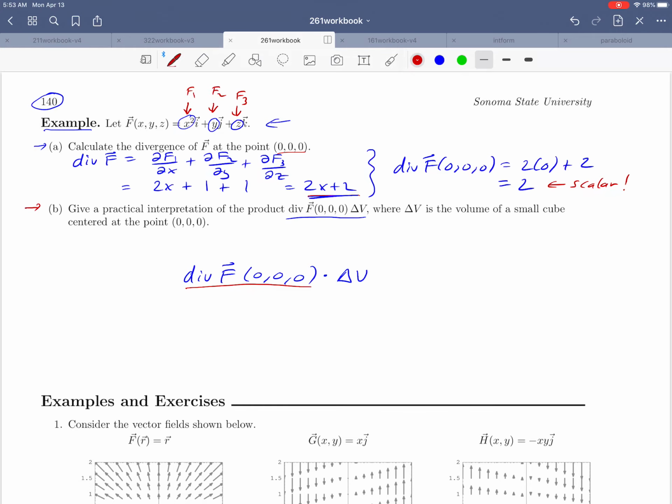Well, what was the divergence of a vector field again? It was basically outflow per unit volume. It was a flux density. So if we wrote that out in words, it would look like this: outflow per unit volume at 0, 0, 0. And delta V is the volume of a small cube that we're putting around 0, 0, 0. So what happens if you multiply those expressions times each other? Well, the volumes cancel, and what we're left with is just outflow. So we can look at this and say that this product must measure flow.